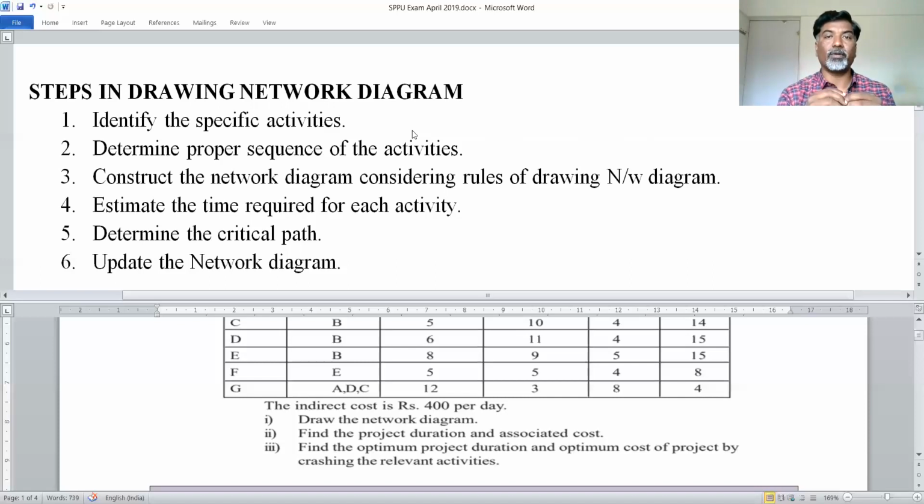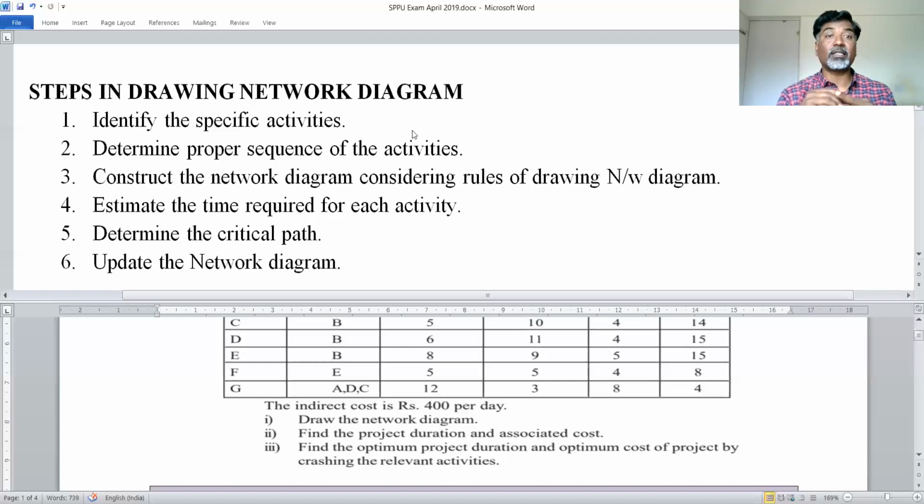Then, with the help of the rules of drawing a network diagram, you have to construct the network diagram. We have just discussed the rules. There should not be a dangling situation. The network diagram must flow from left to right. Every network diagram must have only one starting node and only one ending node. You have to take all those rules into consideration and, on the basis of the predecessor sequence you have determined, draw the network diagram.